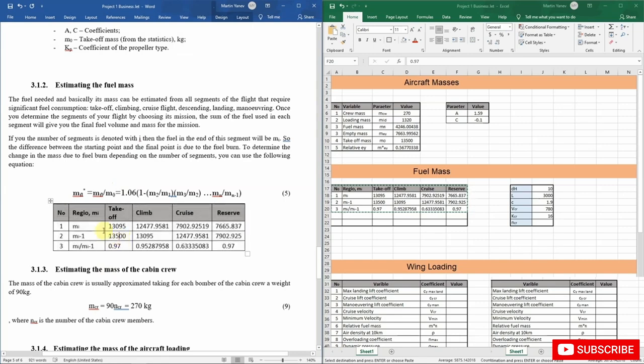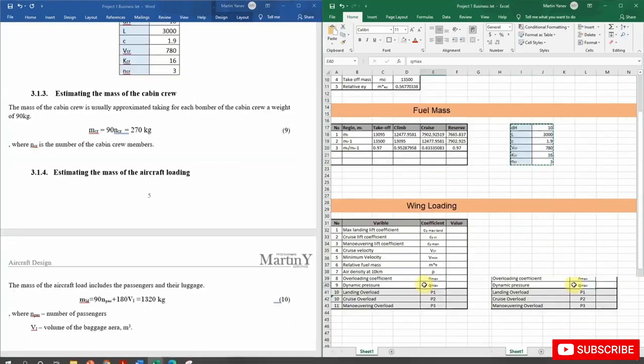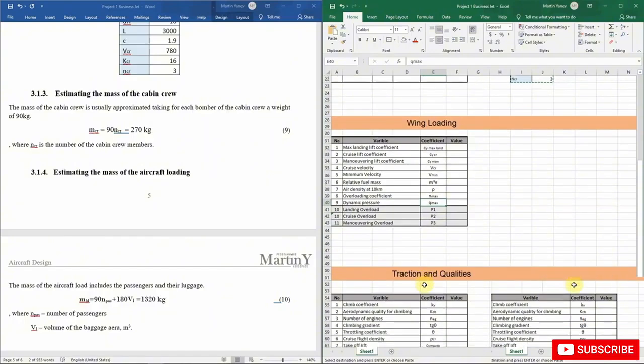So I'll actually add this table here so we have a record of it. Okay, here we go. Let's place it in the middle like this, and I will also add all the coefficients that we used in our estimations as well. So here we go, guys. Bear with me to the next sections where we're going to estimate the wing loading and the traction and the qualities of the designed aircraft.